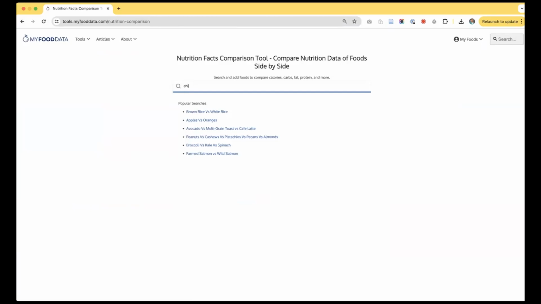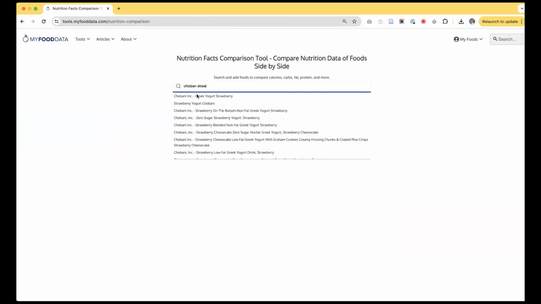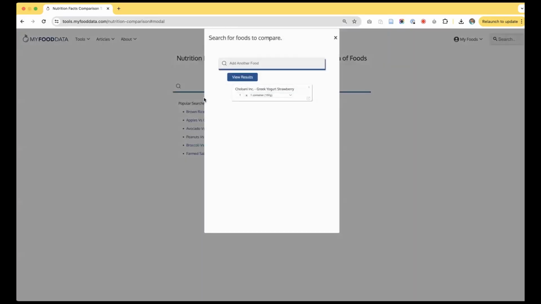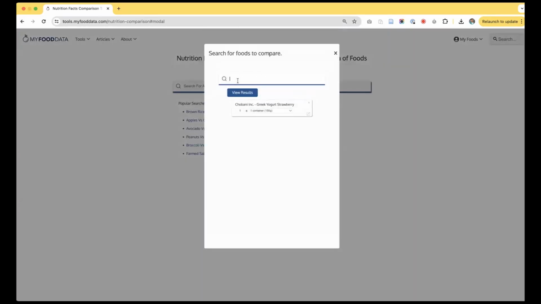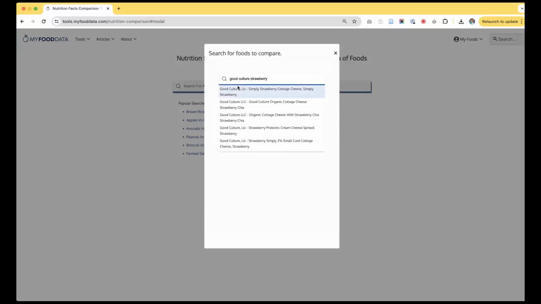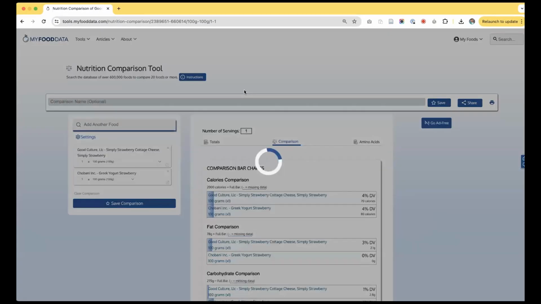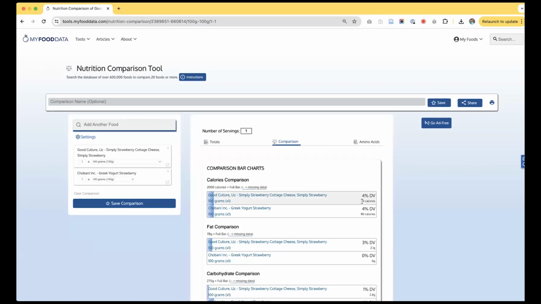We'll type in the first food item and just note that order doesn't matter. So I just chose to write the Chobani first and then the Good Culture second. Something to point out is that Chobani is fat-free and Good Culture is actually 2% fat, but let's see how interesting these results are and how they compare. Also make sure that the serving size is the same, so I decided 100 grams would be the comparison instead of cups.